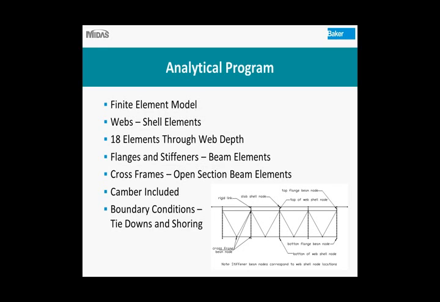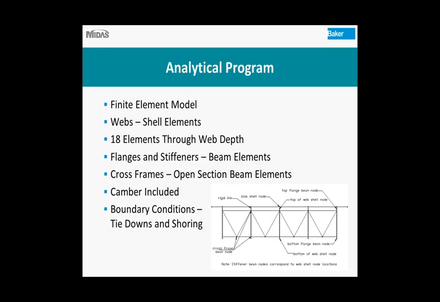So next, a little bit about the analytical program. We created a finite element model of Bridge 207. Our webs were modeled using shell elements. We actually had 18 elements through the web depth. This is a fairly small web element size, approximately 6 inches by 6 inches. And this is very detailed, more elements than you would usually need in standard design. But because we were trying to replicate what we were seeing in the field, we went with a very small mesh.